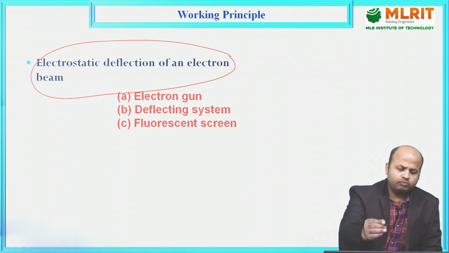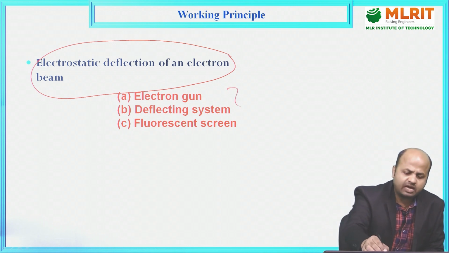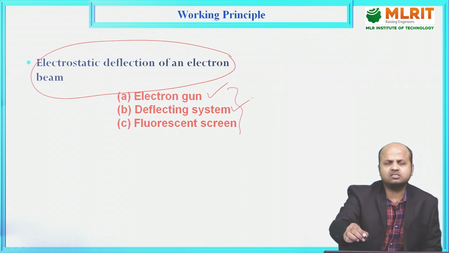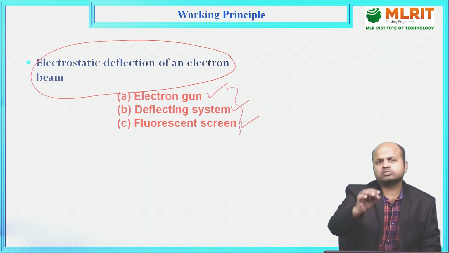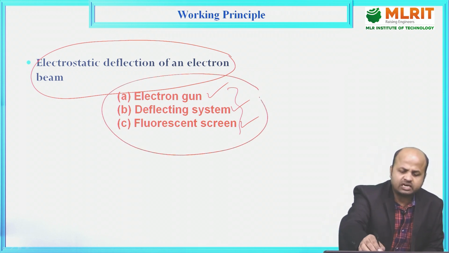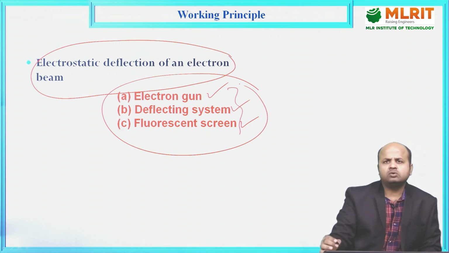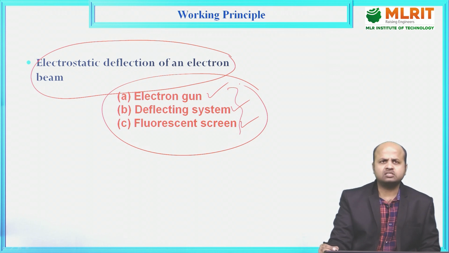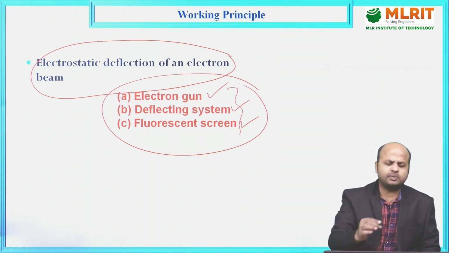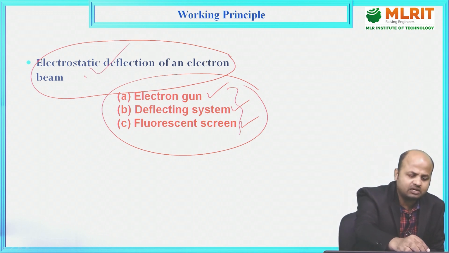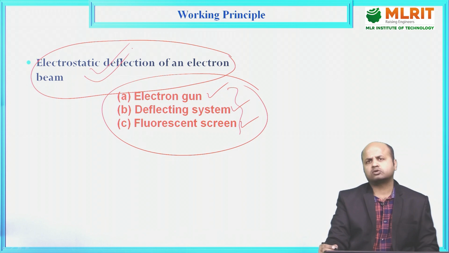For now, we can understand that a CRO consists of one electron gun, one deflecting system and one fluorescent screen. We can consider that these are the components used in the CRO: one electron gun, deflecting system and fluorescent screen. And the working principle of a CRO is that it is based on the electrostatic deflection of electron beam.